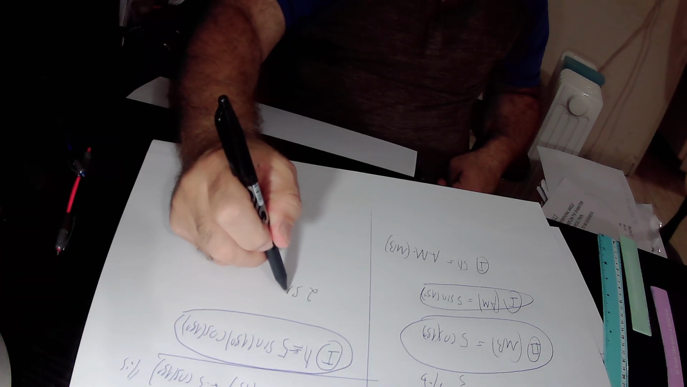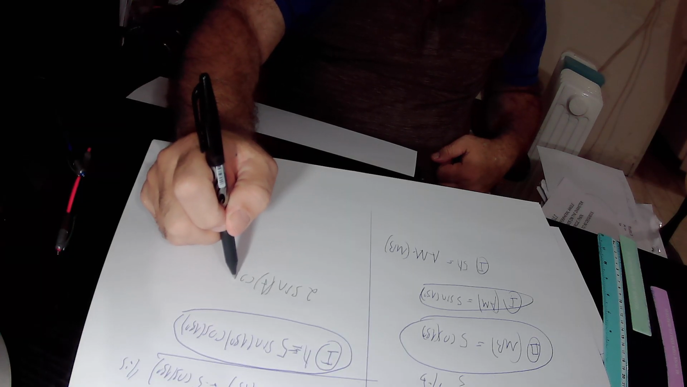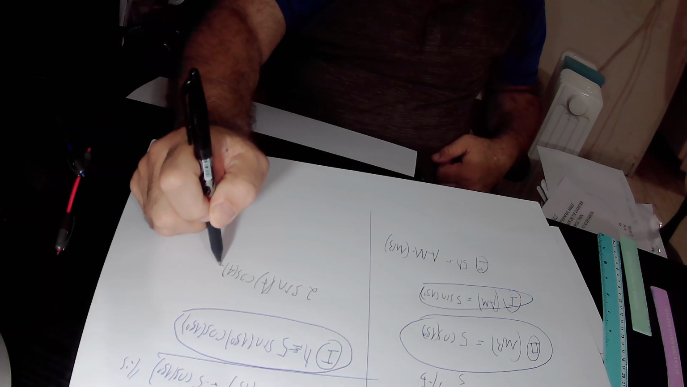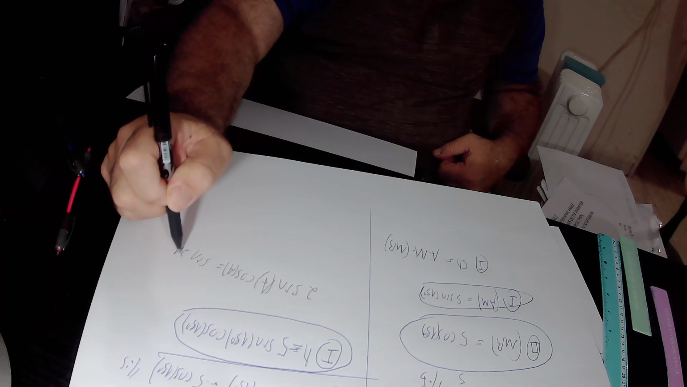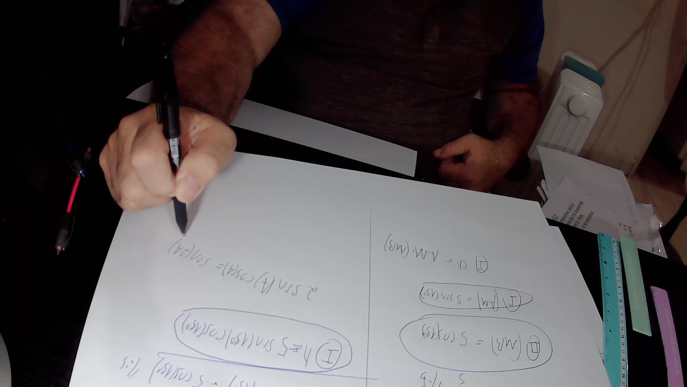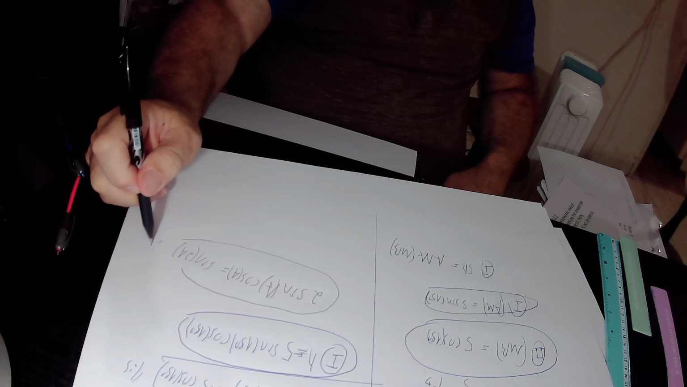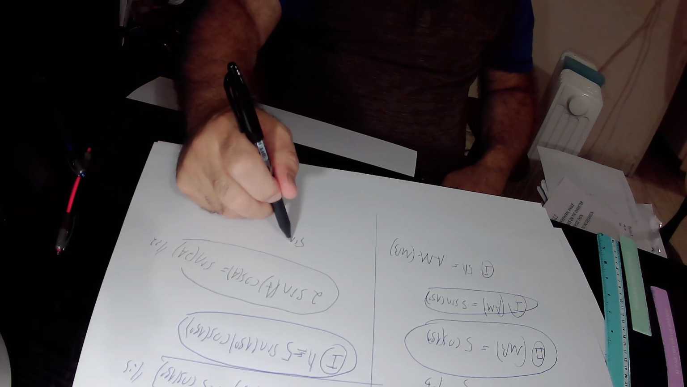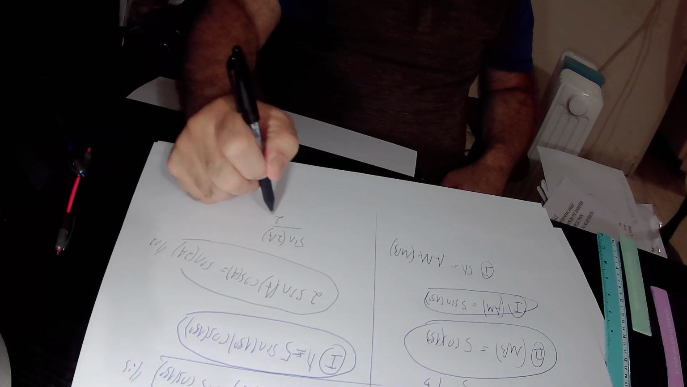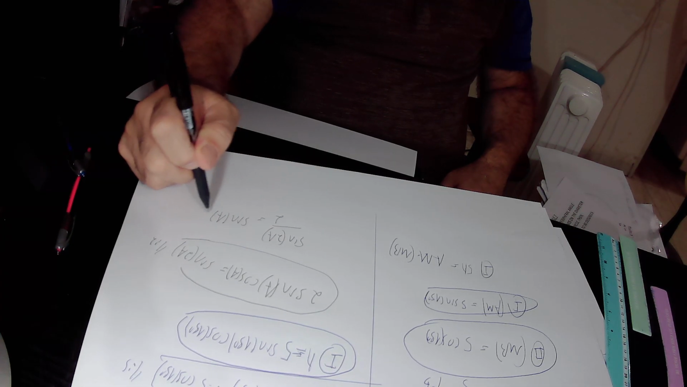2 times sine A times cosine A equals sine 2A. And again, we have the identity that says that 2 times sine A cosine A equals sine 2A. So here we divide this equation by 2, and finally get that sine 2A over 2 equals sine A times cosine A.